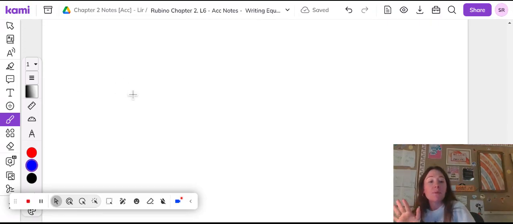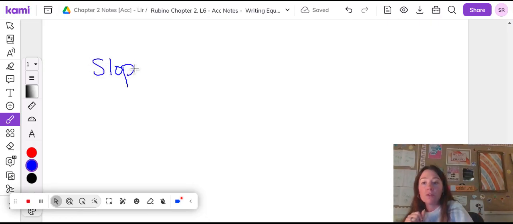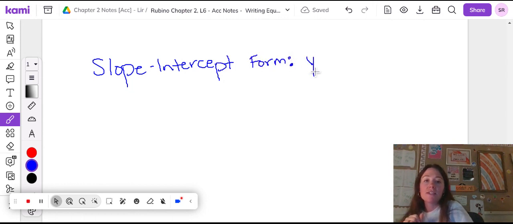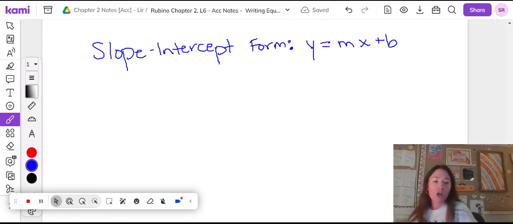It's up to you. But I'm going to write down all three so that you have them on your paper to reference, okay? So first we have slope-intercept form. This you need to memorize. It's y equals mx plus b. You have to know this. You have to know this for your test. I am not going to tell you this. You need to know this format, okay?